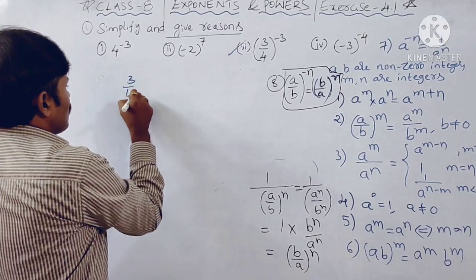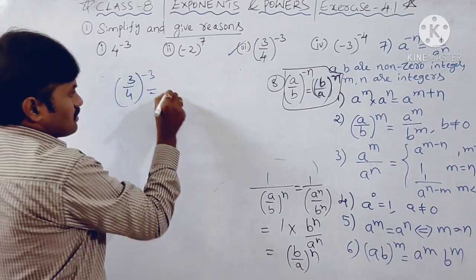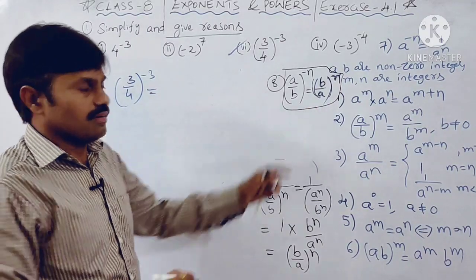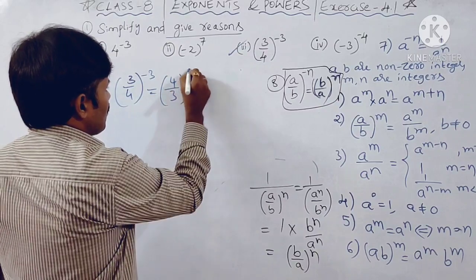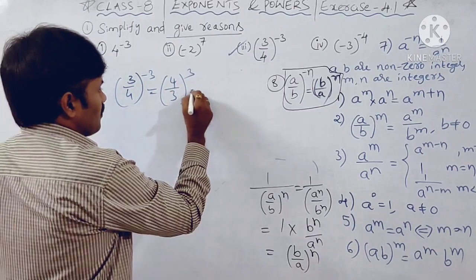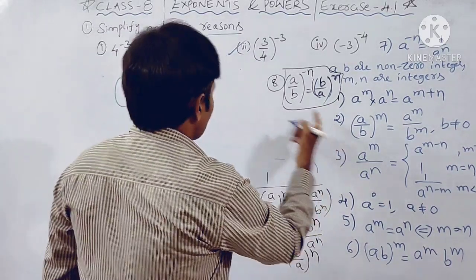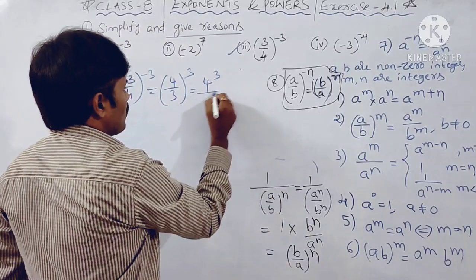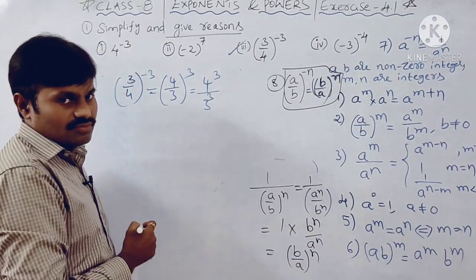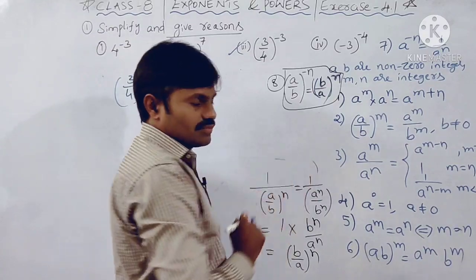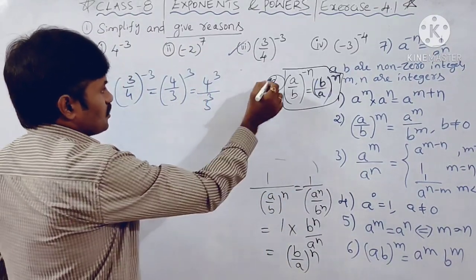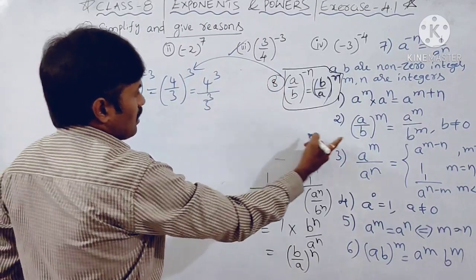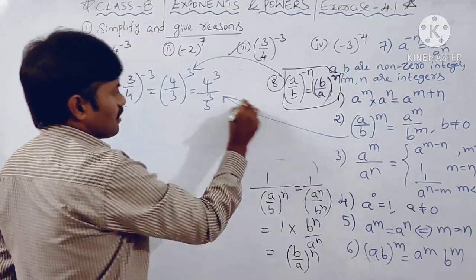So (3/4) to the power of minus 3 can be written, by applying this formula, as (4/3) to the power of plus 3. Then, applying the second formula, 4 to the power of 3 by 3 to the power of 3. Clear? Which formula did I apply here? Every formula you should write here. For this step I applied this formula, and to write it I applied this formula.